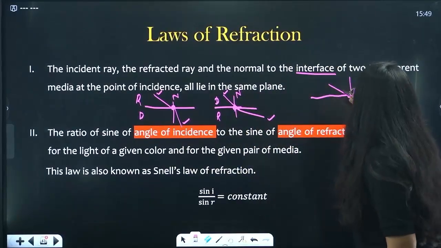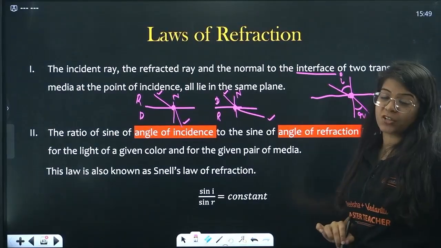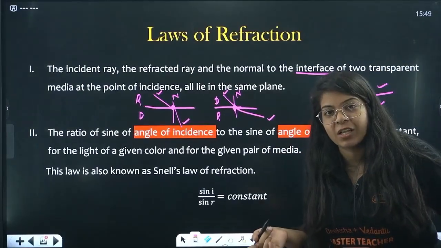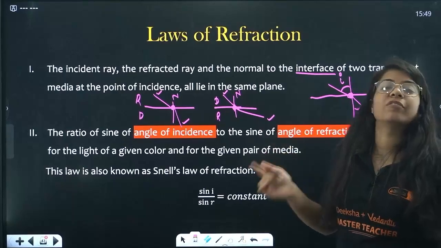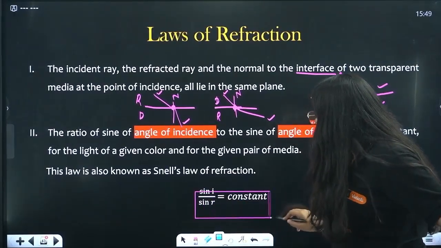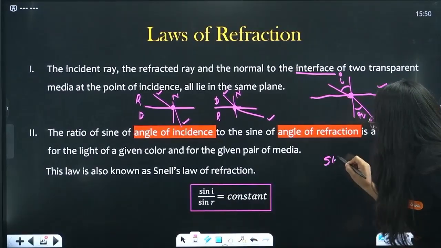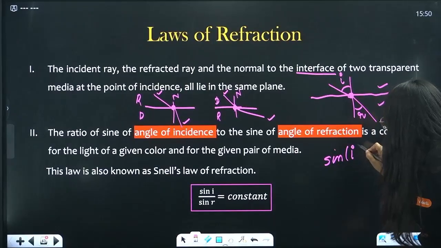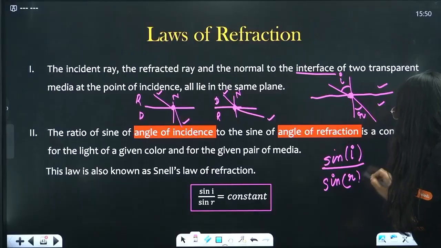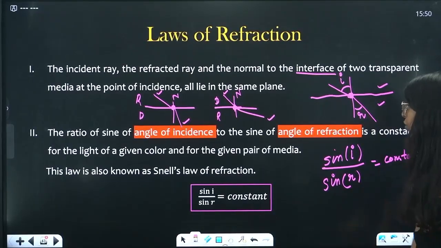Now we studied that with this normal we have angle of incidence, with this refracted ray we have angle of refraction. Now in there we studied angle of incidence is equal to angle of reflection. In refraction beta, it is something different. What is that? It is this particular relation, that sine of this angle of incidence divided by sine of this angle of refraction is equal to constant. It is equal to constant.